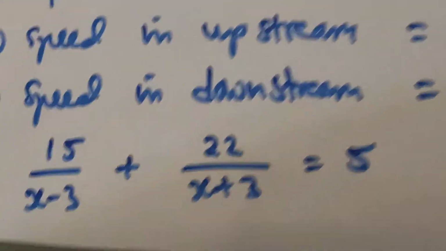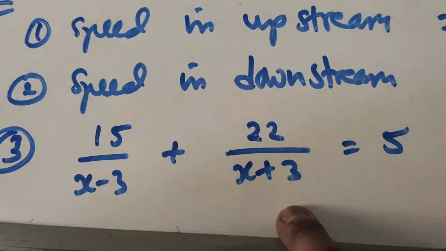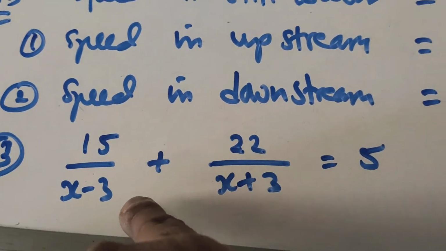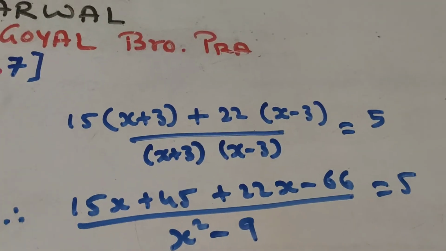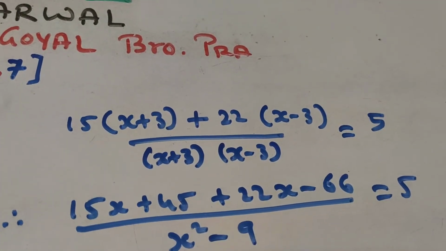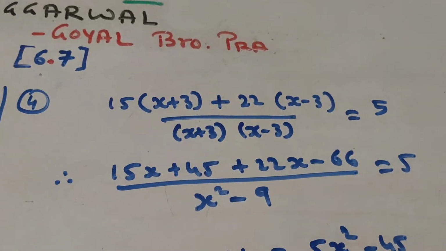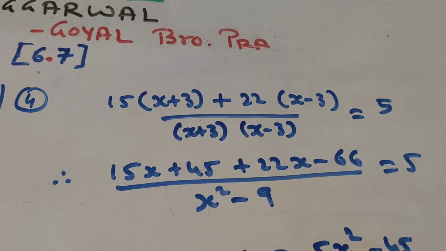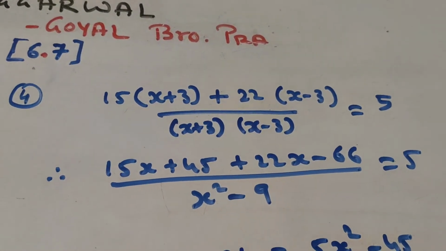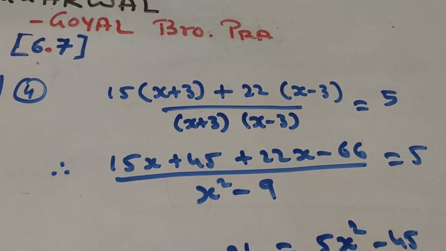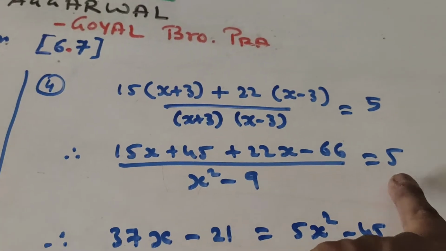When we take the LCM, x plus 3 goes this side, x minus 3 goes this side, and the LCM is x minus 3 times x plus 3. So we get 15 bracket x plus 3 plus 22 bracket x minus 3 upon x plus 3, x minus 3 is equal to 5. Simplifying it, we get 15x plus 45 plus 22x minus 66 upon, now x plus 3 and x minus 3 becomes x square minus 9, that is (a plus b)(a minus b), is equal to 5.